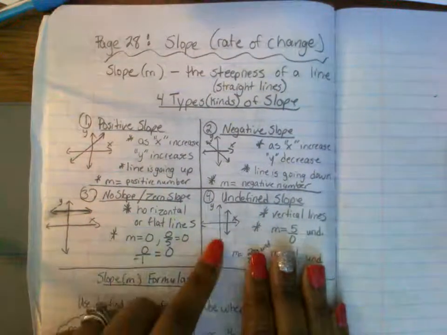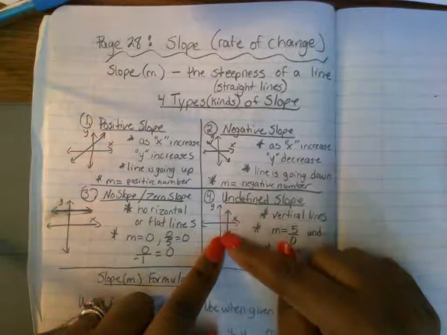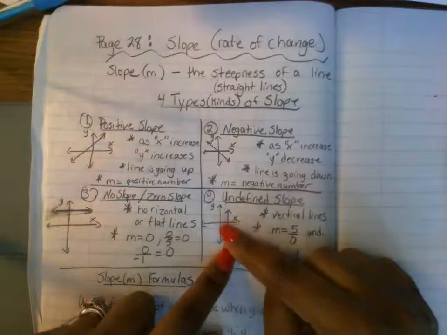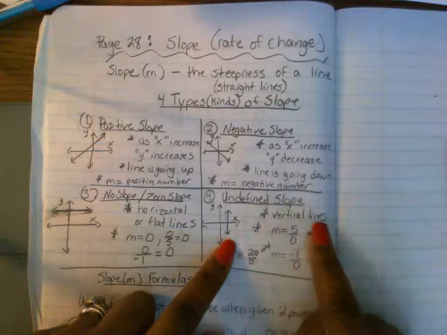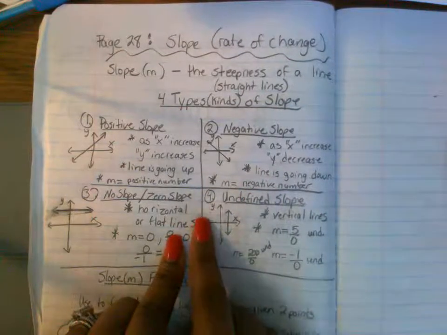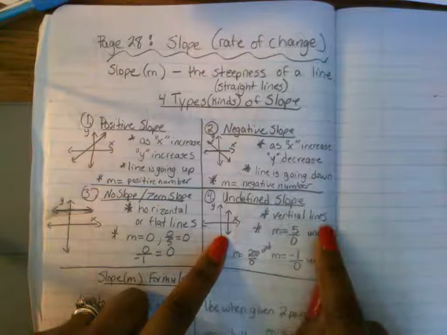The fourth kind of slope is undefined. Think about it like this. You cannot walk up a line. You can climb this, but you can't walk up it. It's impossible for you to walk up this line here. All vertical lines have undefined slope, no matter if the vertical line is over here or if it's over here. Vertical lines have undefined slope.